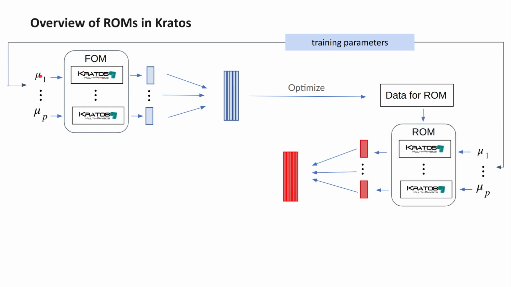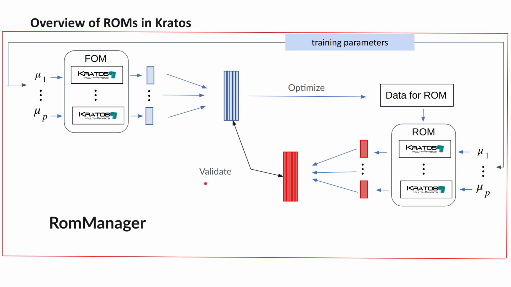Then one would like to launch these same parameters from mu1 to mu p and obtain approximated vectors u. Finally, one would like to validate that the reduced order model is behaving correctly by comparing the outputs of the full order models and the outputs of the reduced order models for the training parameters mu1 to mu p. This should also be done later for some testing unseen parameters. All of these procedures are managed in Kratos through the usage of this ROM Manager class.